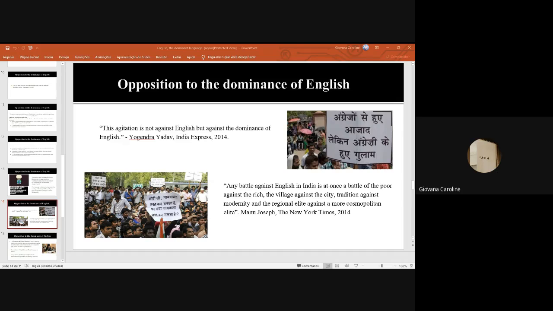And he says, any battle against English in India is at once a battle of the poor against the rich, the village against the city, tradition against modernity, and the regional elite against a more cosmopolitan elite. So we are not only dealing with culture or economic or politics. It's a situation when all of those can perfectly apply.